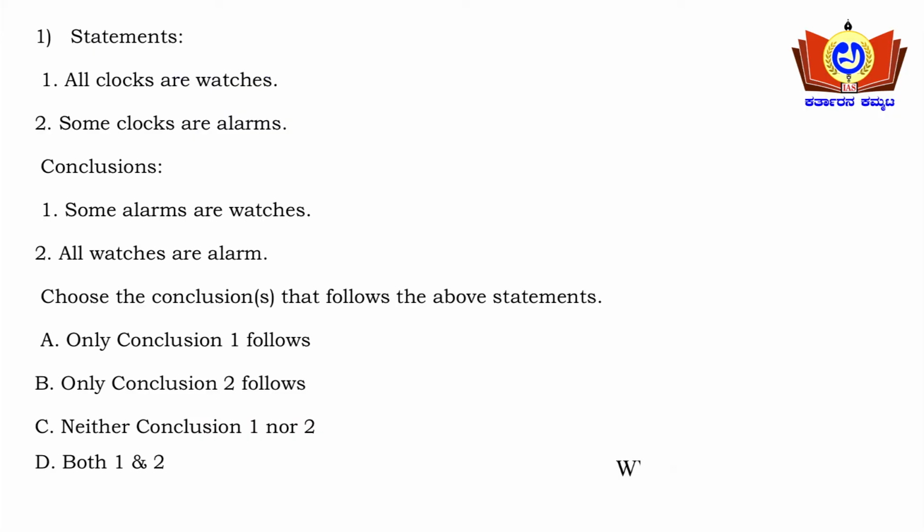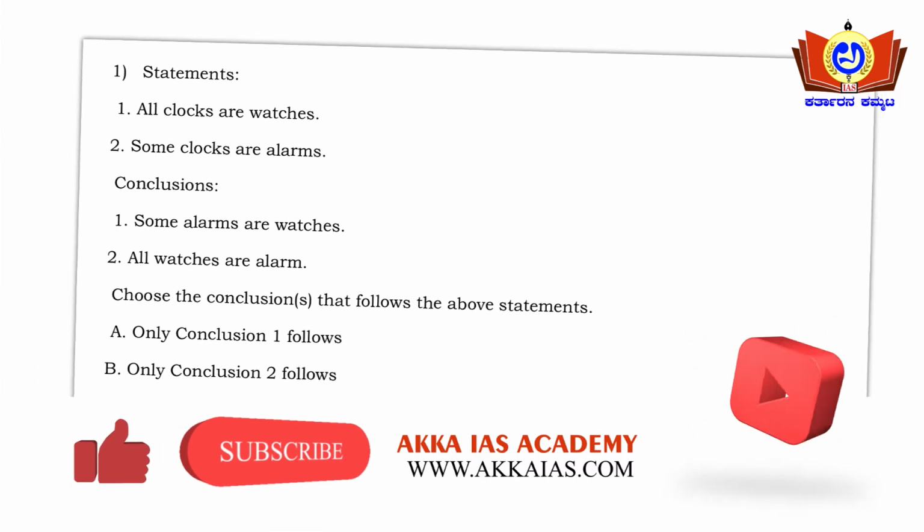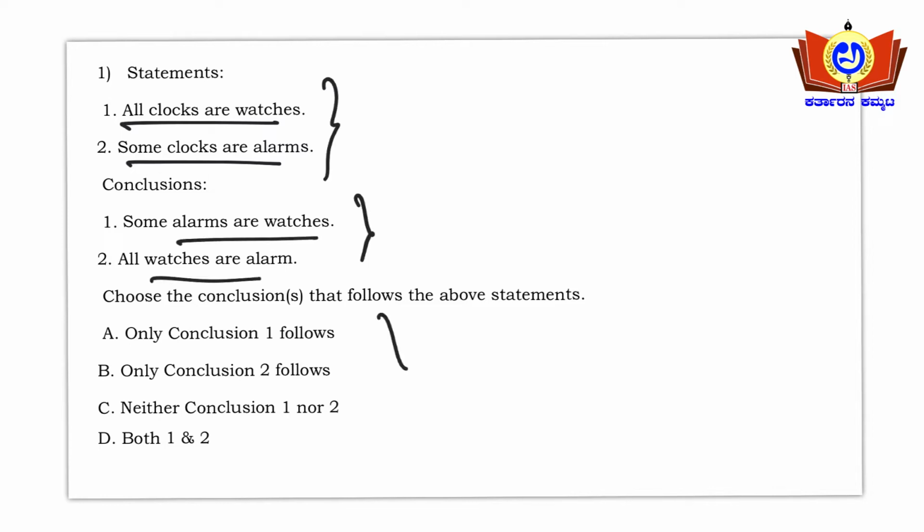So let's begin. The first question is: all clocks are watches, and some clocks are alarms. These are the two statements given here. Based upon them, the conclusions are: some alarms are watches, and all watches are alarms. So we need to find the answer here.